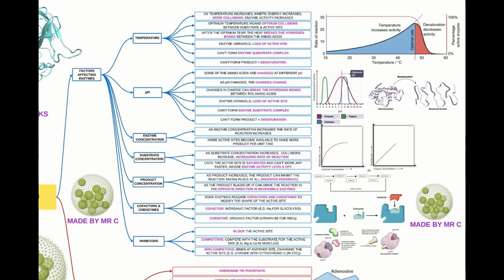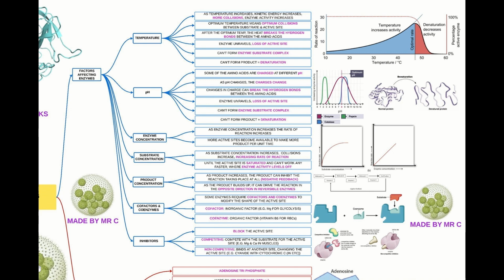Then we come to the factors that affect enzyme activity. The first is temperature. As temperature increases, the kinetic energy of the molecules increases. Therefore, there's more collisions and the enzyme activity increases. The optimum temperature means that there is the optimum number of collisions between the substrate and the active site, and therefore at the optimum temperature, we get the highest activity.